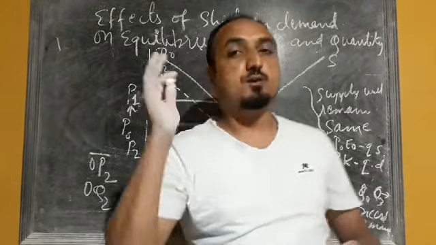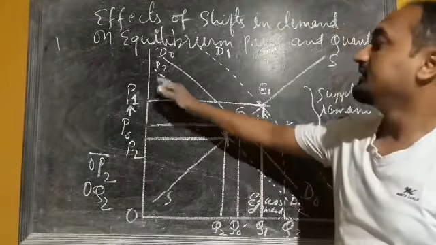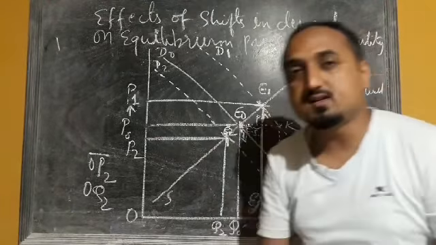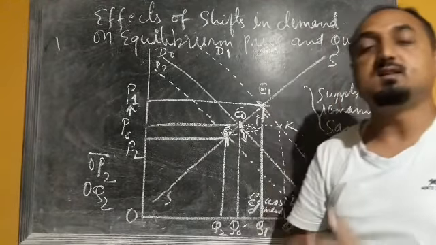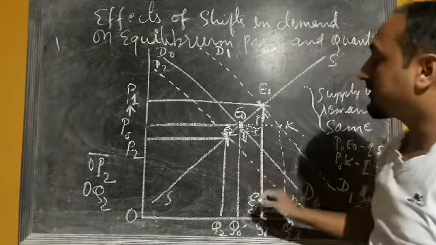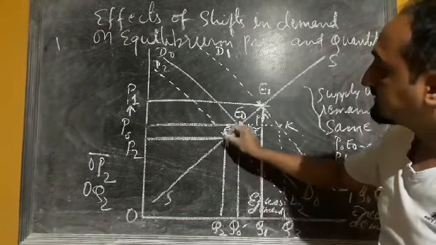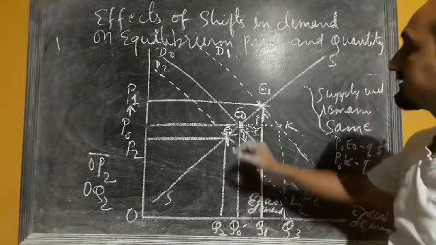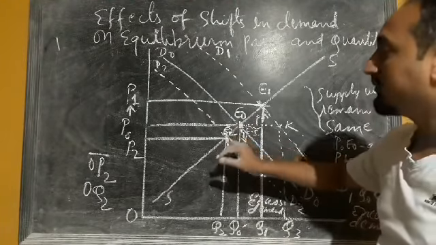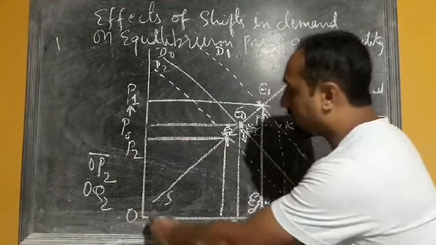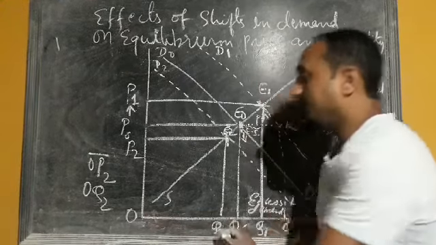Once again, for this leftward shift in demand curve. So when income of the consumer decreases, taste and preference decreases, demand curve will shift leftward. And when it is shifting leftward, we are getting new equilibrium point. So this one is E2. E2 is the new equilibrium point where the equilibrium price is OP2 and equilibrium quantity is OQ2.